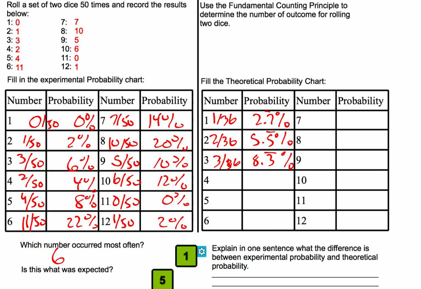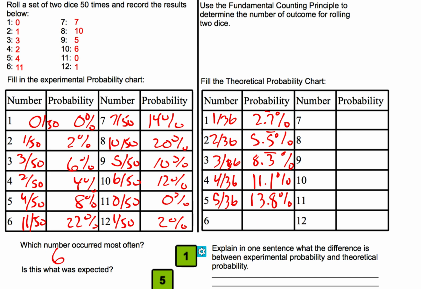4 out of 36 should be, oops, I typed in the wrong number. It's 11.1%. That's 4 out of 36. 5 out of 36 comes out to be 13.8%. 6 out of 36.